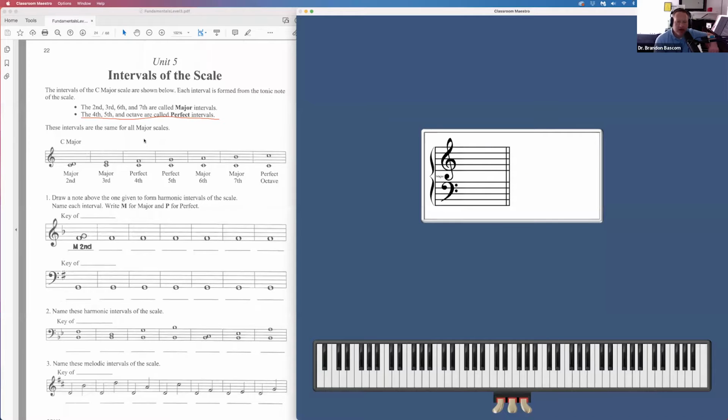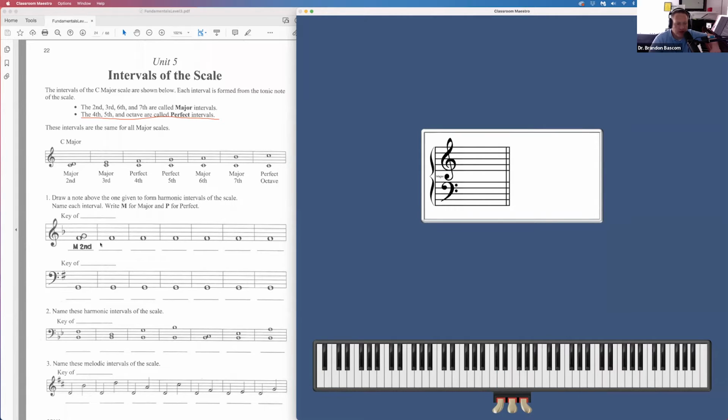Remember that odd intervals match. They're both line-line or space-space. And even intervals do not match. So if the number of the interval is even, it's a line and a space, or a space and a line. If it's odd, they're either line-line or space-space.